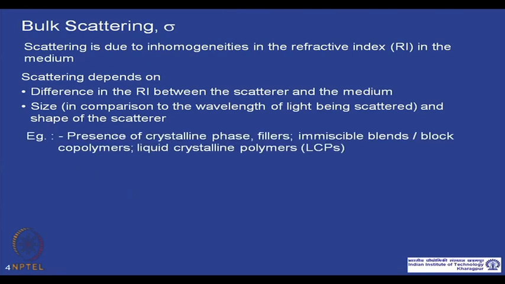For example, in the presence of crystalline phases in a semi-crystalline material, the amorphous and the crystalline phases will have different refractive indices. So, that will cause scattering, and for this reason, most crystalline polymers are opaque in nature because of the heavy amount of light scattering.